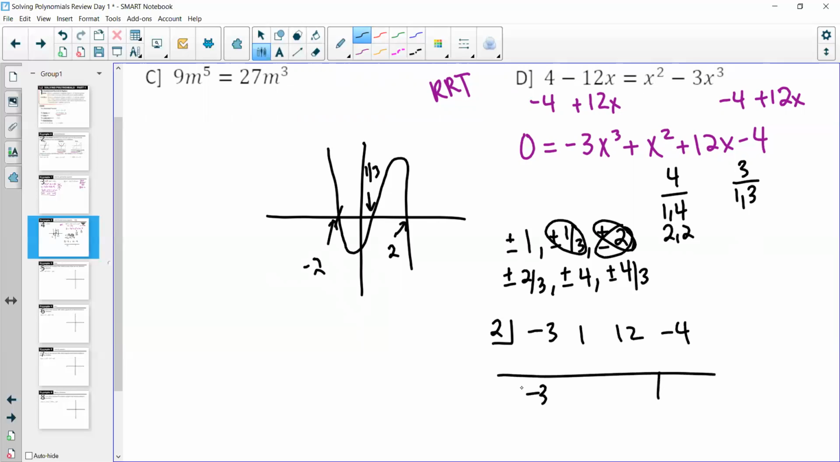So -3, 2 times -3 is -6. That gives us a -5. This will give us a -10. That gives us a 2, 4, 0. Perfect. So I know that x equals 2 is one of my solutions.